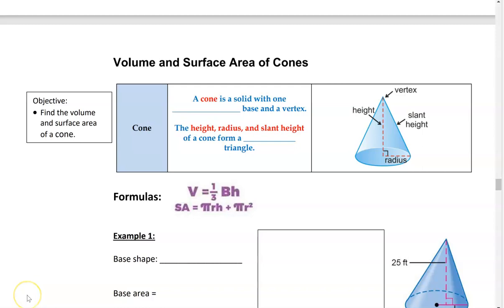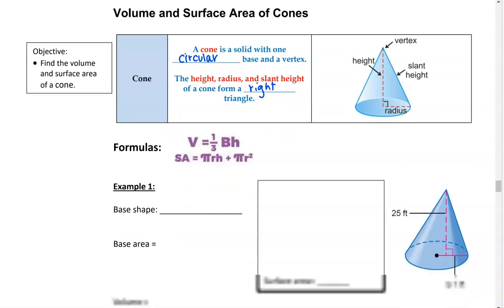In this lesson, we are going to find the volume and surface area of a cone. A cone has one circular base and a vertex. The height, radius, and slant height of a cone form a right triangle, so we can use the Pythagorean theorem if we need to figure out one of those missing pieces.